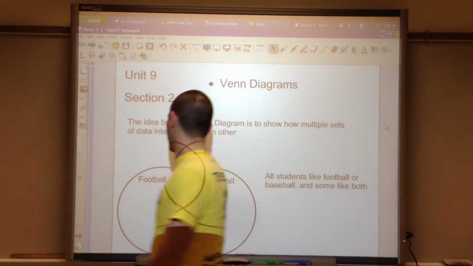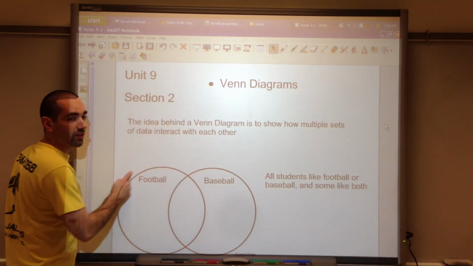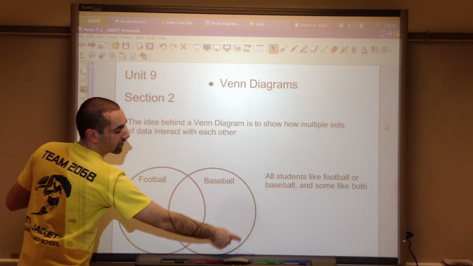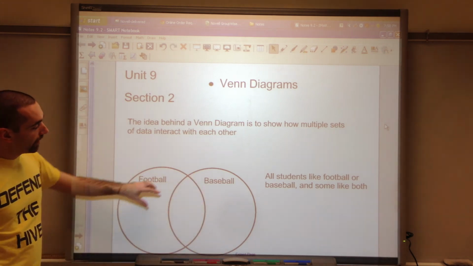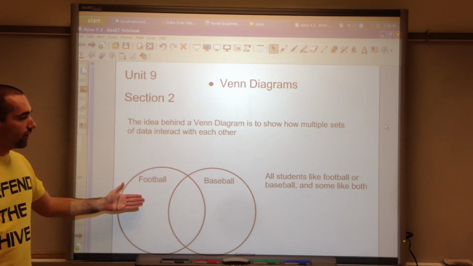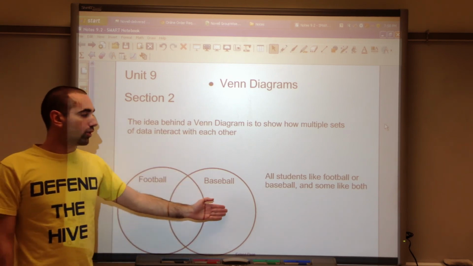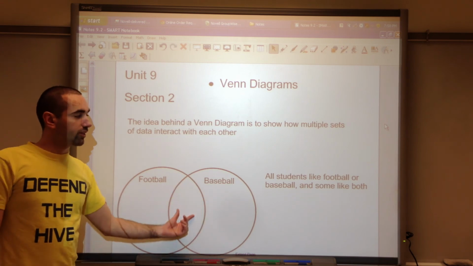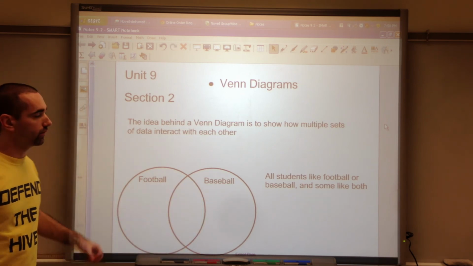So here's the students that like football. The circle represents them. This circle represents the students who like baseball. And notice how the circles intersect. Some like football or baseball, but there's the intersection, some like both.